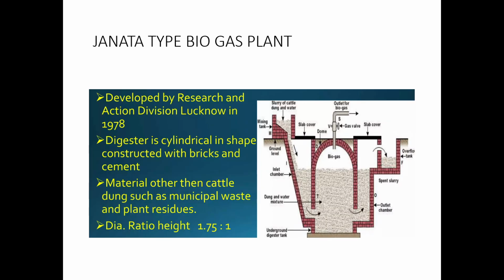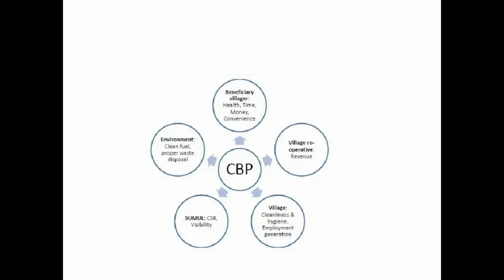For the community, the Janata type biogas plant is mainly utilized in villages. The digester is cylindrical in shape and constructed with bricks and cement. The government has also constructed these. Municipal waste plants can be constructed for the community. The diameter to height ratio is 1.752:1. What are the benefits?